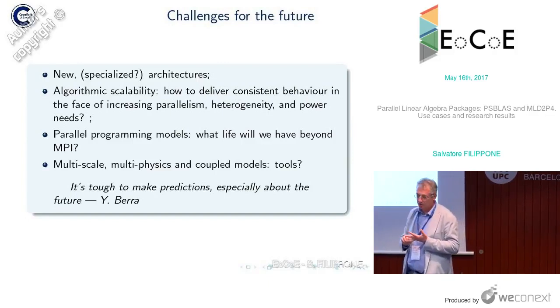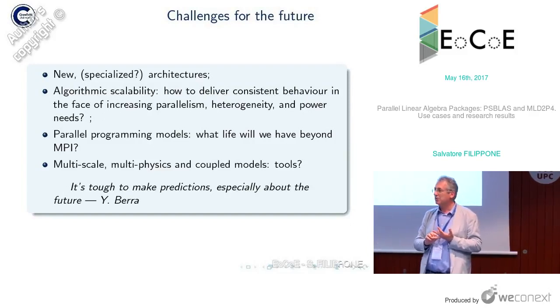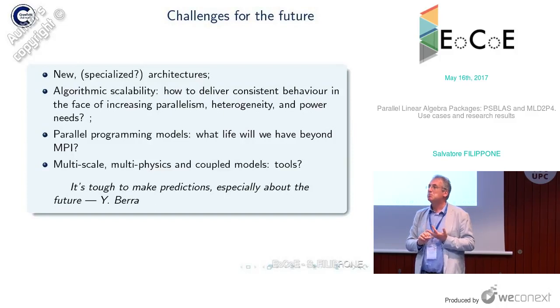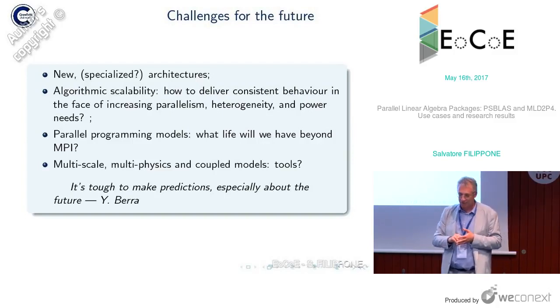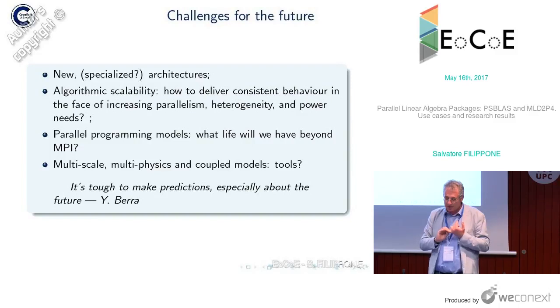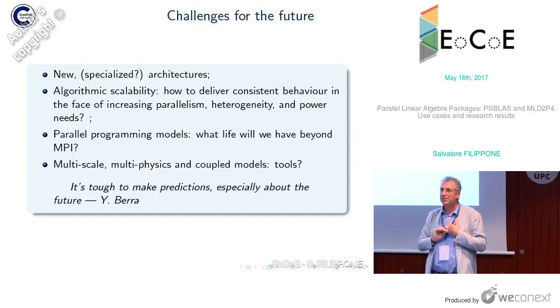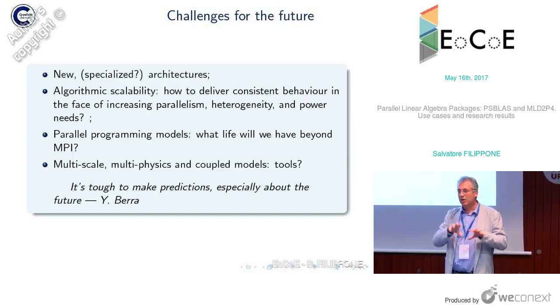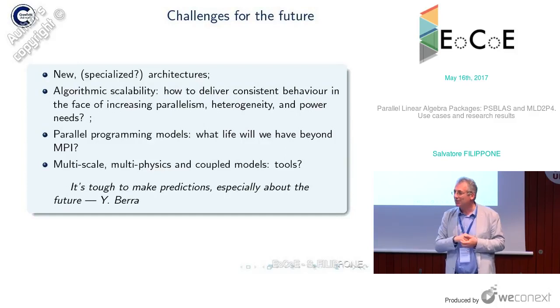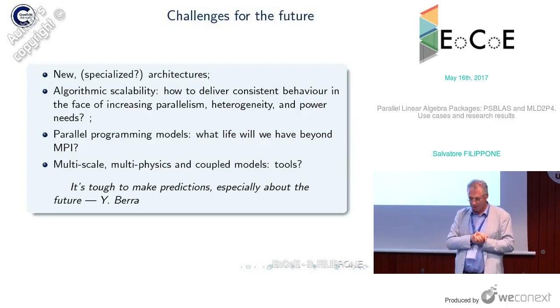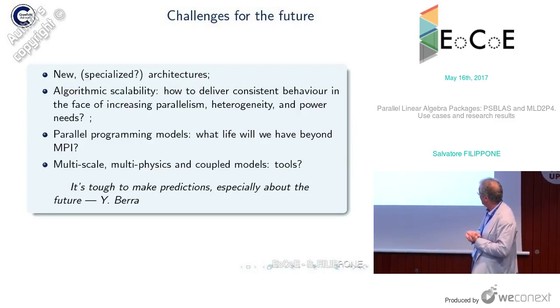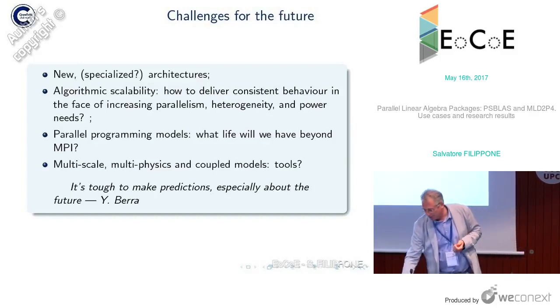What will the programming model of tomorrow be? Will we ever be able to go beyond what MPI looks like today? I have some ideas, but this is perhaps not the best forum for it. And the other important thing is what to do with multi-scale and multi-physics problems, coupled models, tools that work on submodels and then communicate through scripting languages, adapters or conduits, however you want to call them. Well, it's going to be an interesting life. And of course, it's tough to make predictions, especially about the future.